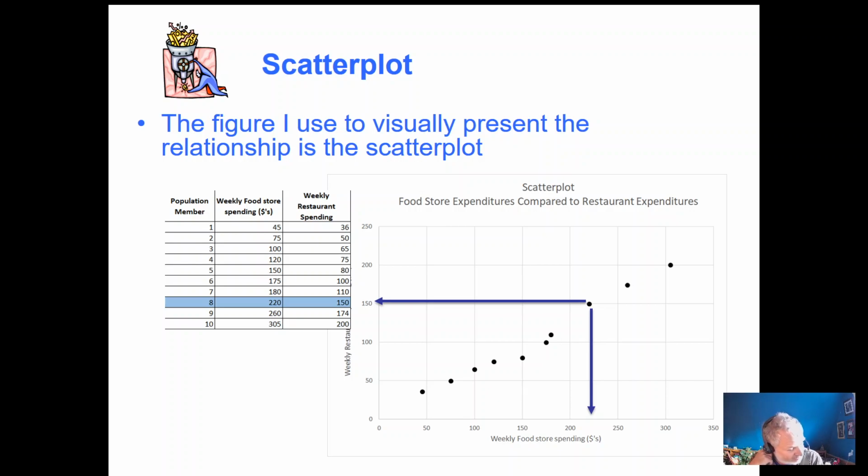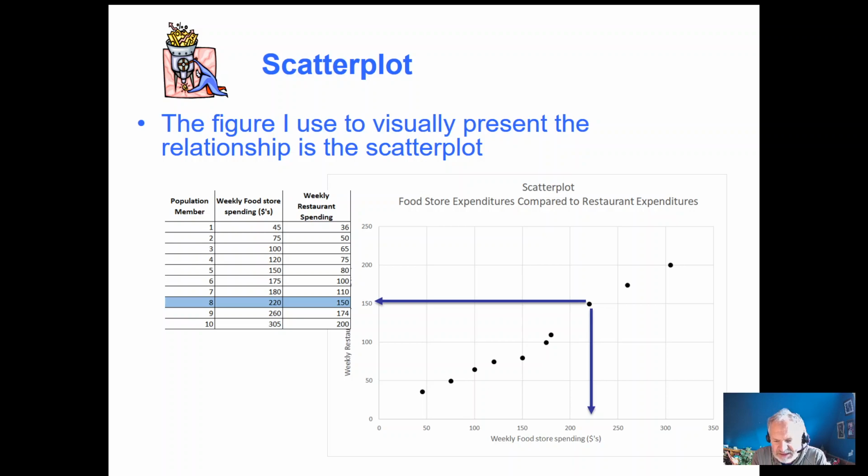And the person I've highlighted here is person 9, who spent $220 on groceries and $150 in restaurant spending. So I need a measure, a descriptive stat, that describes the relationship between the two variables. And I can see here, just visually looking at it, that the more they spend on weekly food, the more they spend in restaurants. So it looks like I have a positive relationship.